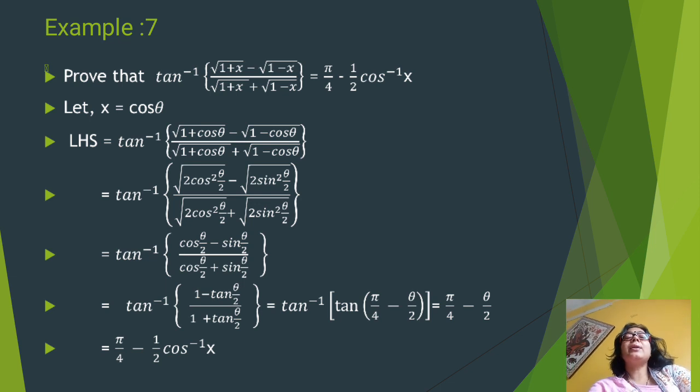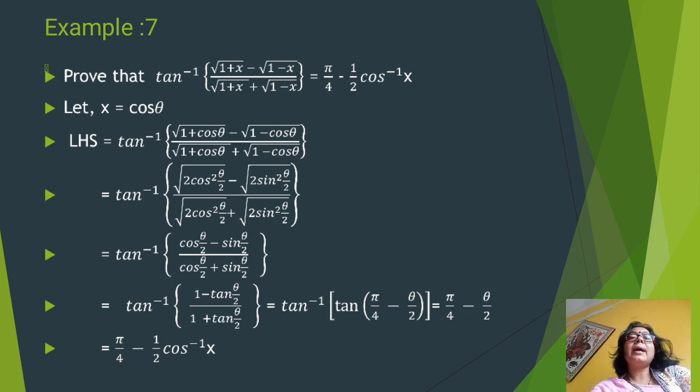So here I had written x is equal to cos theta. Just put it: under root 1 plus cos theta minus under root 1 minus cos theta. So according to that we have to put the values, and we have used one formula: 1 plus cos theta is 2 cos square theta by 2, and 1 minus cos theta is 2 sine square theta by 2.